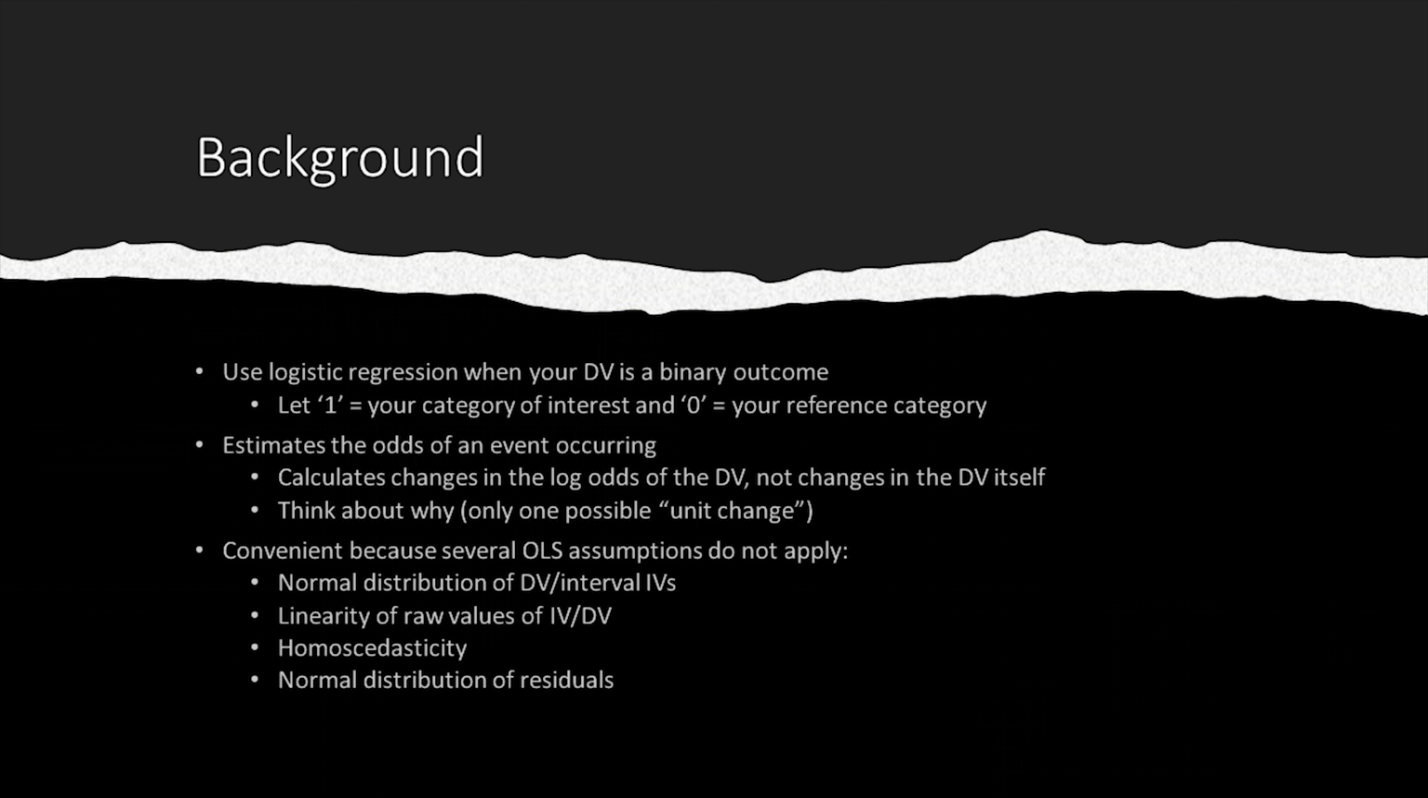We use logistic regression when we have a binary dependent variable. And so if we're using SPSS or basically any other software program, we're going to let 1 equal our category of interest and 0 equal our reference category. So usually 1 is where the event did occur and 0 would be where the event did not occur. One of the assumptions of logistic regression analysis is that you have exhaustive categories. So it shouldn't be possible to be both 0 and 1, and it shouldn't be possible to be neither 0 nor 1 when you're coding this particular variable.